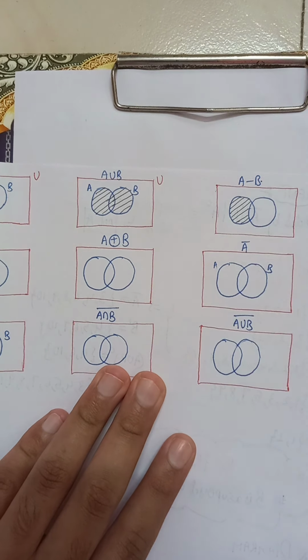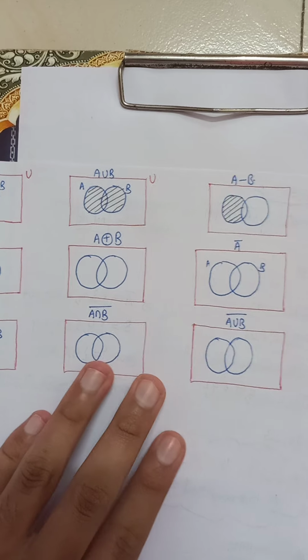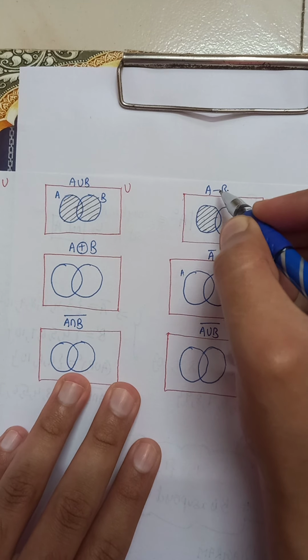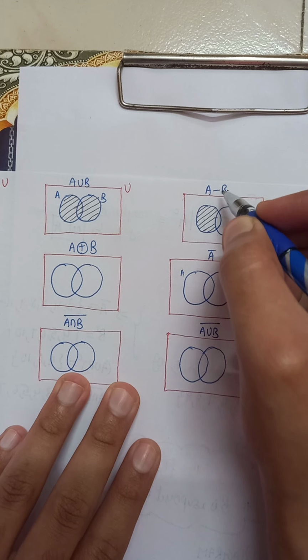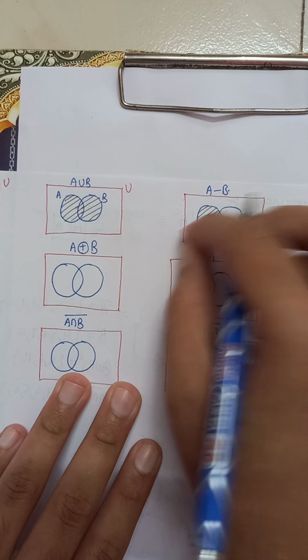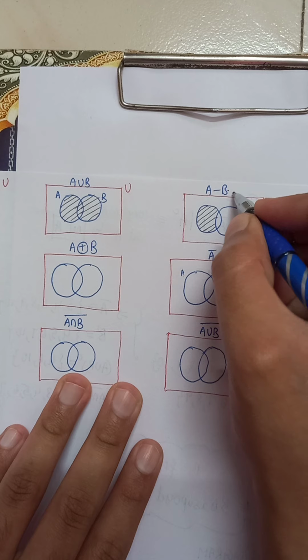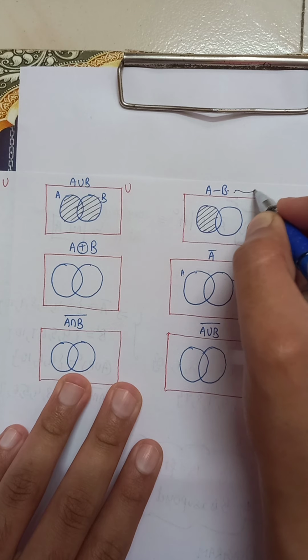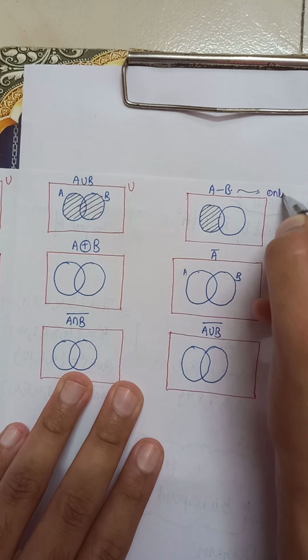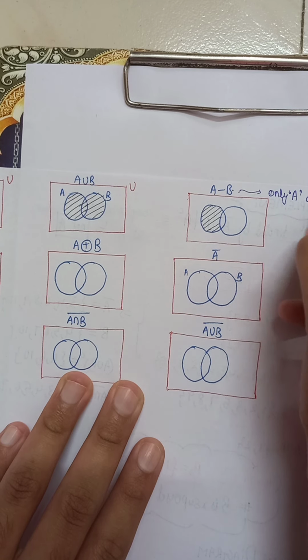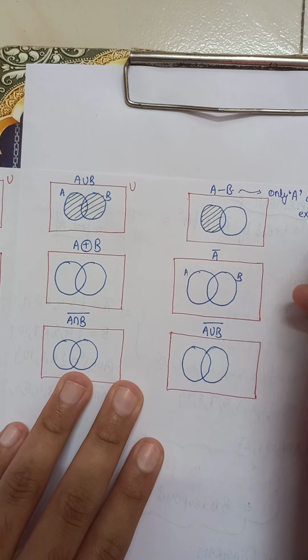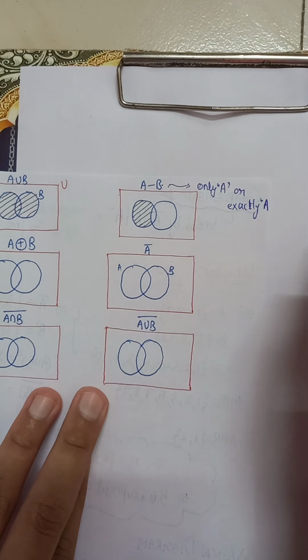See, A minus B means removing the common parts of A and B from A. You need to remove it, right? So by removing that, you'll get only A, not even the common part. Only A or exactly A.